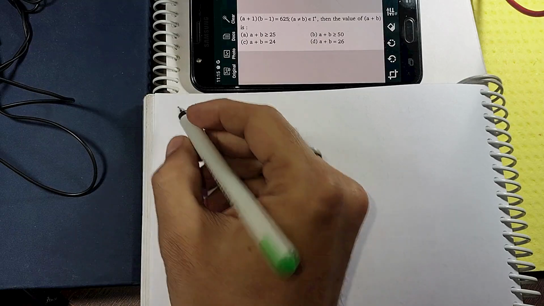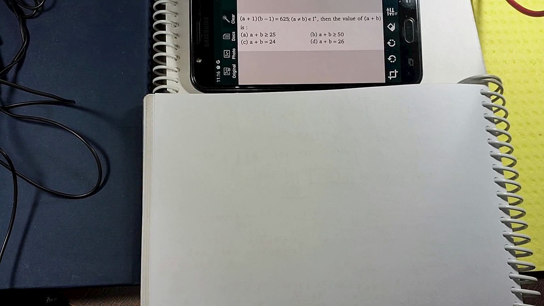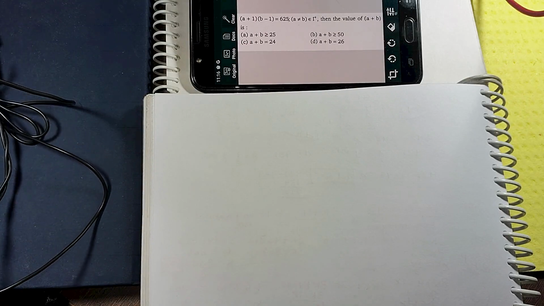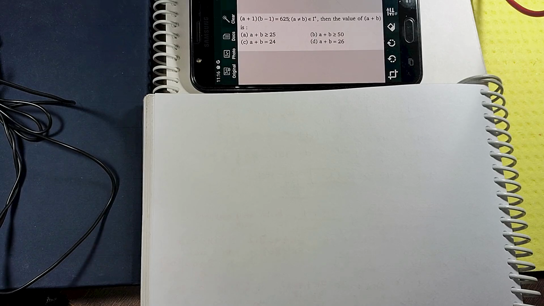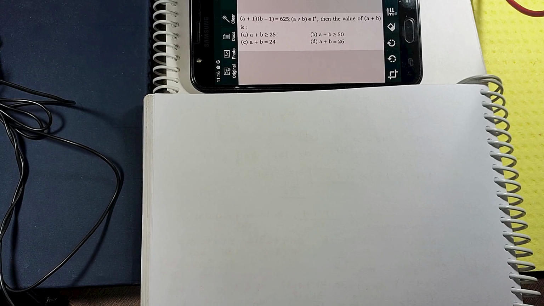Hello students, today's first question is: (a plus 1) into (b minus 1) is equal to 625, a is not equal to b and both belong to positive integers. Then the value of a plus b is.